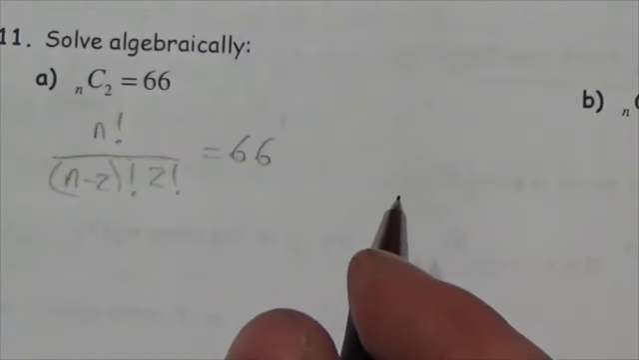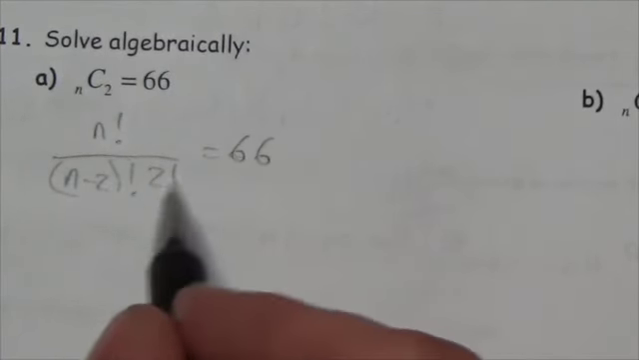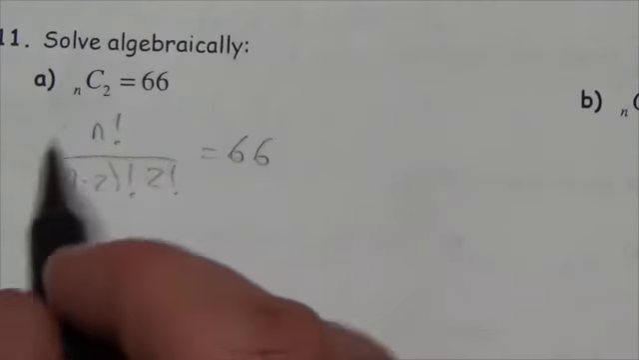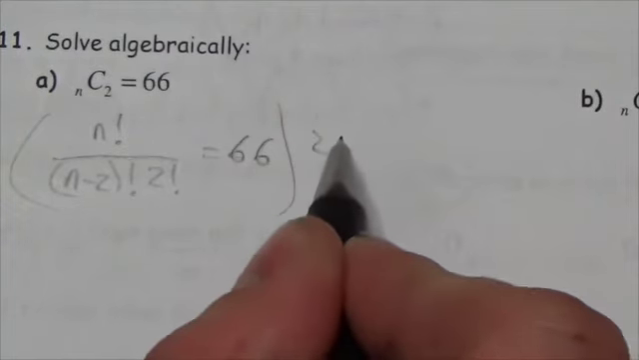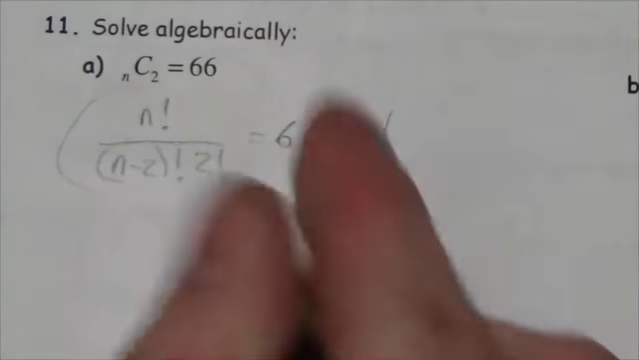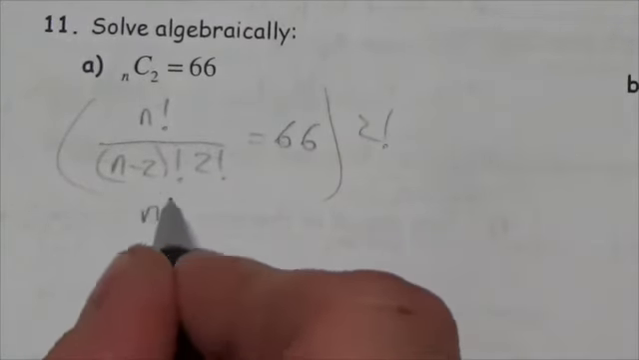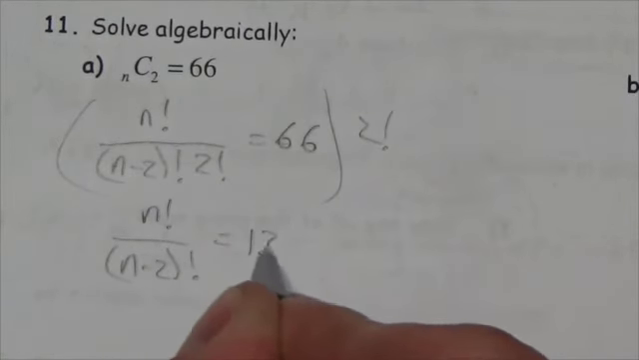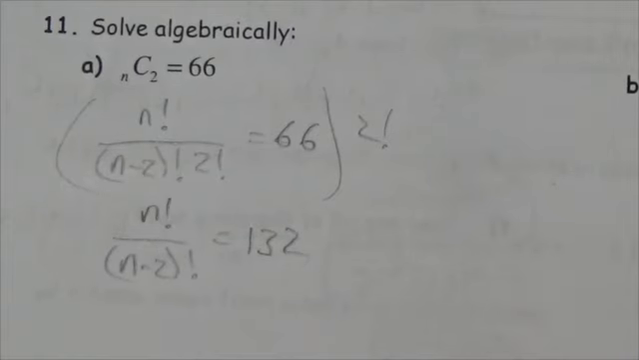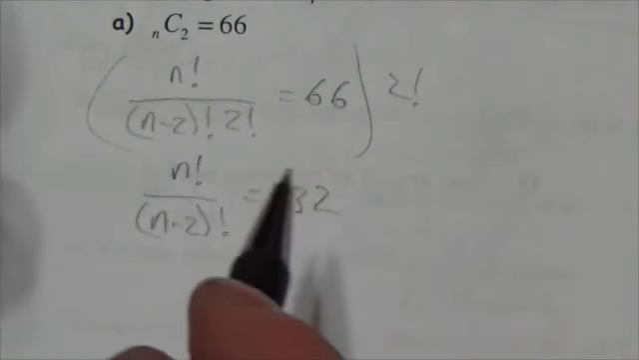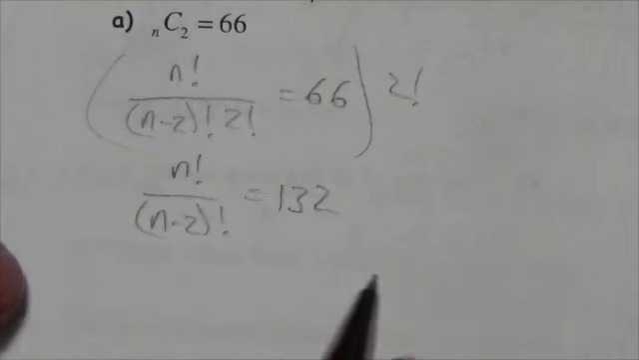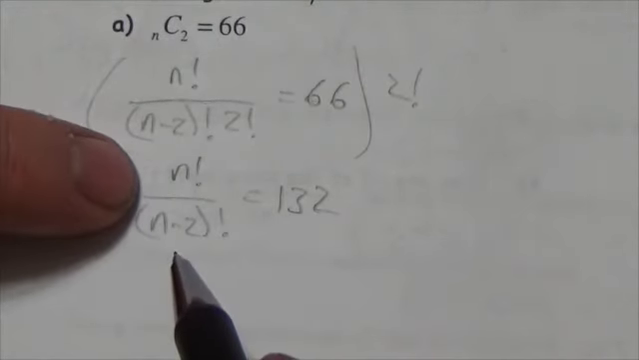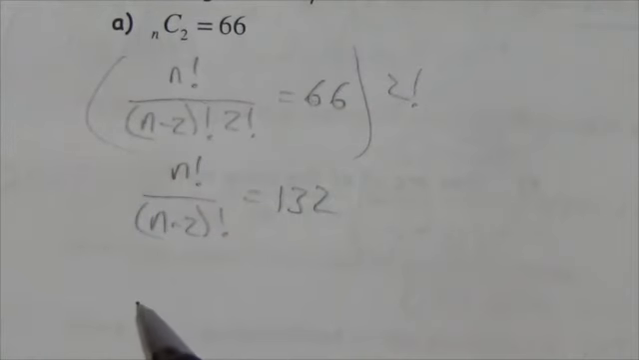Now, first thing I'm going to do is get rid of this 2 factorial down there. Now, 2 factorial is just 2. So I'm going to multiply both sides of this equation by 2, or 2 factorial, doesn't really matter. That's going to get me n factorial over (n minus 2) factorial equals 132 on the right-hand side. I just dealt with that to get it out of the way. Now I've got n factorial divided by (n minus 2) factorial. Well, which is larger? N factorial.